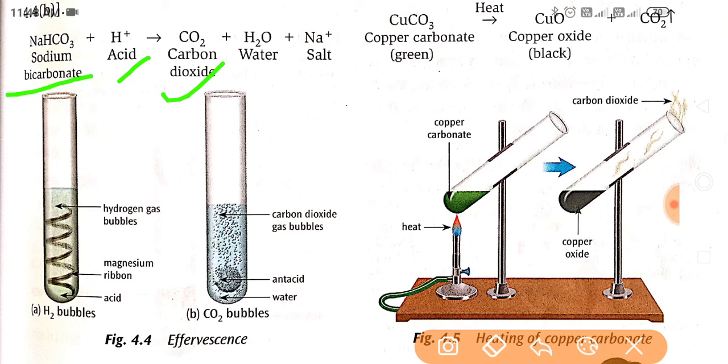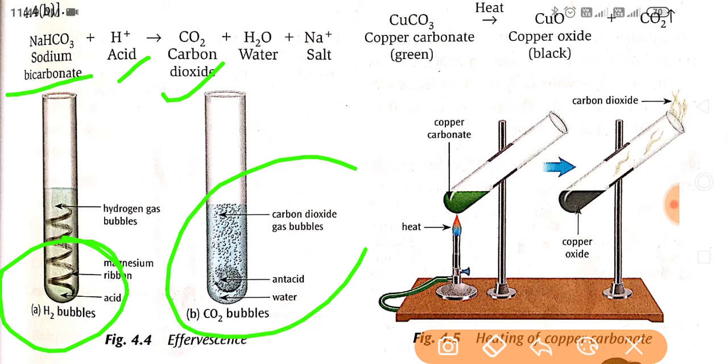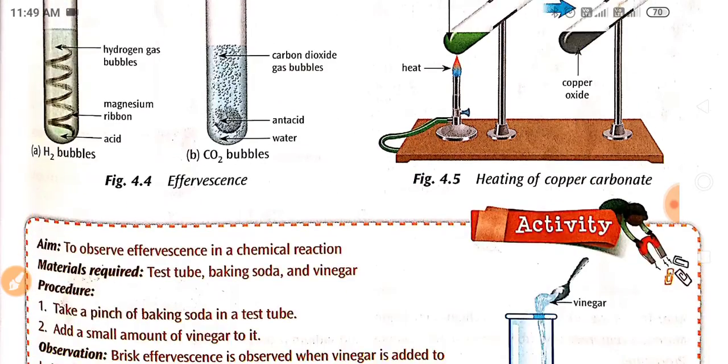So you can see hydrogen bubbles shown when any metal like sodium, magnesium and zinc reacts with acid, and when an antacid reacts in water with acid, it releases carbon dioxide gas in the form of bubbles.